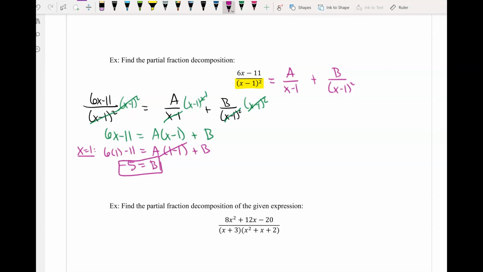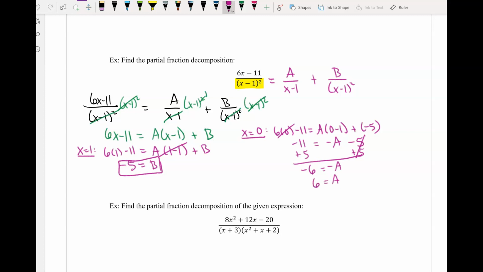And now let's plug in any other value now that we know what B is. So we can plug in x equals, I don't know, x equals 0. So 6 times 0 minus 11 equals A times 0 minus 1 plus B. And B in this case is now negative 5. So this goes away. We got negative 11 equals negative A minus 5. Add 5 to the other side, and negative A equals negative 11 plus 5. That's going to give me negative 6. So A is going to be equal to positive 6. So now we got my answer. My partial fraction is going to be 6 over x minus 1 plus negative 5 over x minus 1 squared.